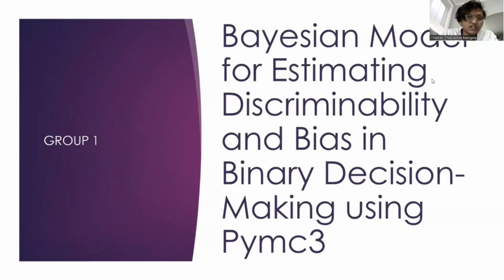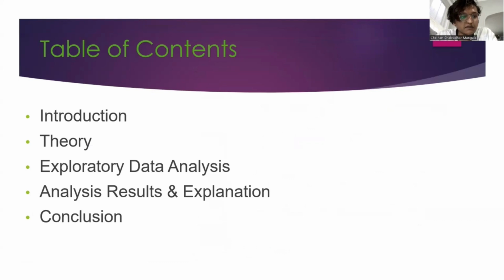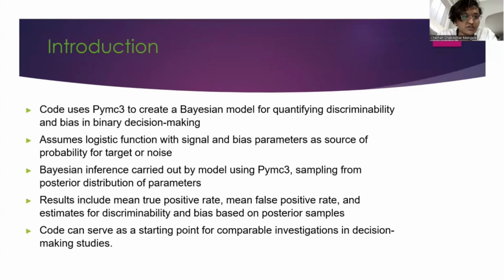Hi, Professor. We are Group 1 here to present our project, Bayesian model for estimating discriminability and bias in binary decision making using PyMC3. These are our group members. And on the next slide, this is our table of contents. And now we are moving to the introduction.